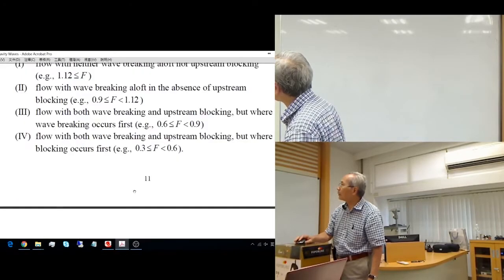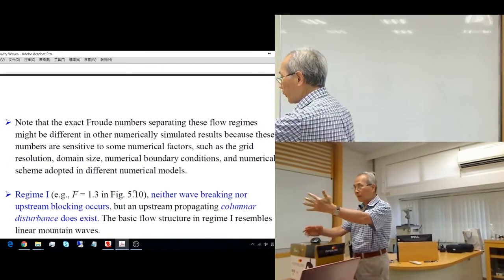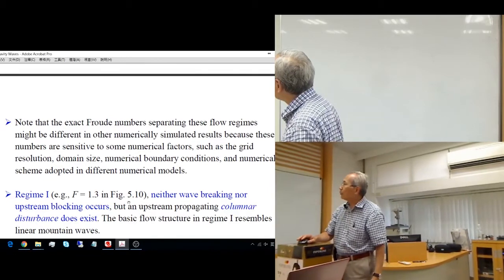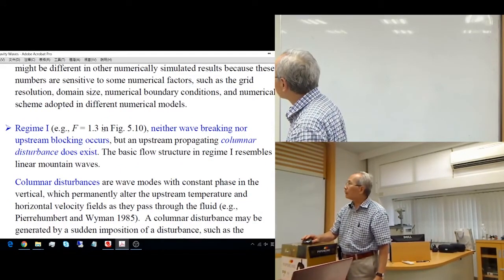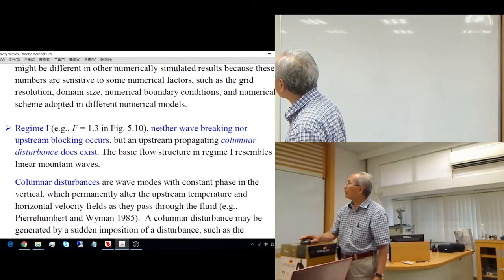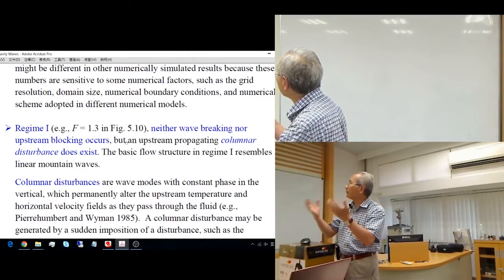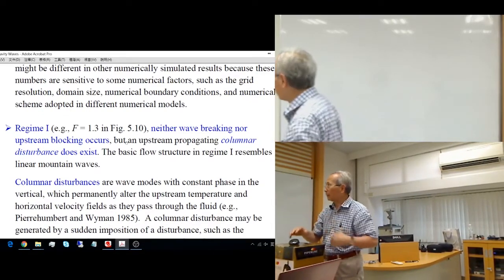Okay, so basically we have 4 regimes for stratified fluid flow, 2-dimensional passing over a mountain. Regime 1 is high flow number. The flow number is large, greater than 1.12, and then you don't have wave breaking, and you don't have upstream breaking near the surface.